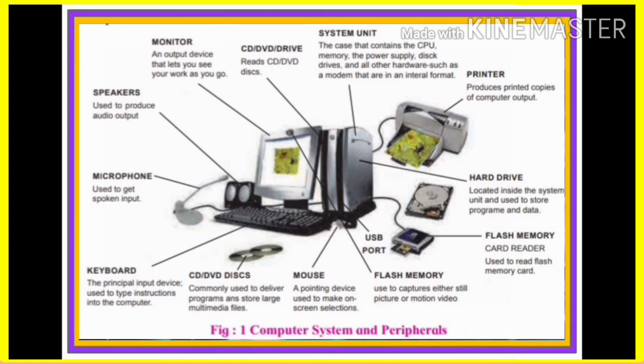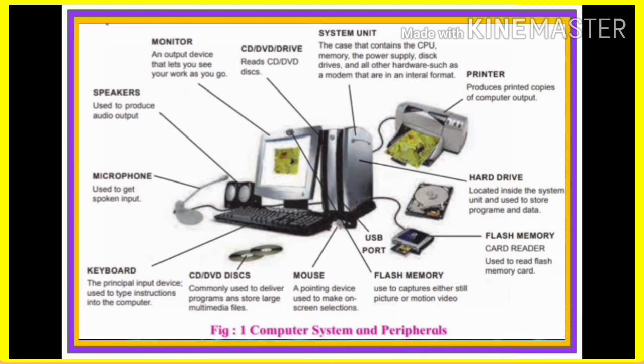CDs, DVDs, and discs are commonly used to deliver programs and store large multimedia files. So these are storage devices, means secondary memory devices. CD, DVD drive is used to read CD or DVD discs. Flash memory is used to capture either still pictures or motion videos. Card reader is used to read flash memory cards. Hard drive is located inside the system unit and used to store programs and data. Printer produces printed copies of computer output. It is a computer device used to get the output. It is an output device. USB ports to connect the pen drives.